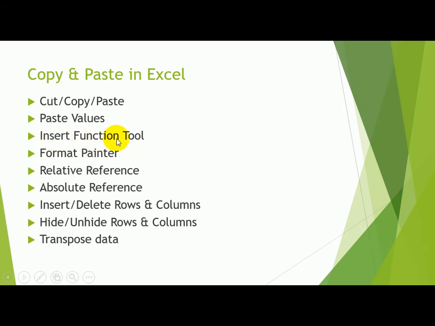We're going to use the insert function tool to add some functions to our spreadsheet. We'll use the format painter to copy the look of cells rather than the actual information. And then we're going to get into something called absolute and relative referencing. In this section we're going to take a look at relative references and what they are. Those are typically your friend and something that you want to do. But we're going to talk about an absolute reference and when we might need to use that.